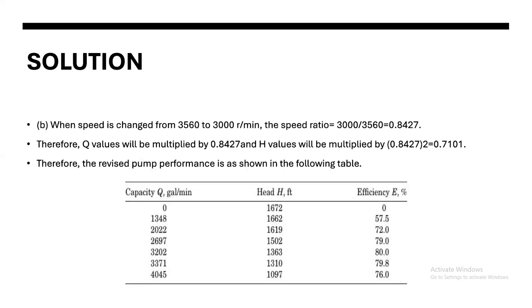When speed is changed from 3,560 to 3,000 revolutions per minute, the speed ratio is N2 over N1. The ratio is this. Therefore, Q values will be multiplied by 0.842. The H values will be multiplied by, remember, that squared. Then your efficiencies do not change. Therefore, the revised pump performance is shown below for the change of speed.